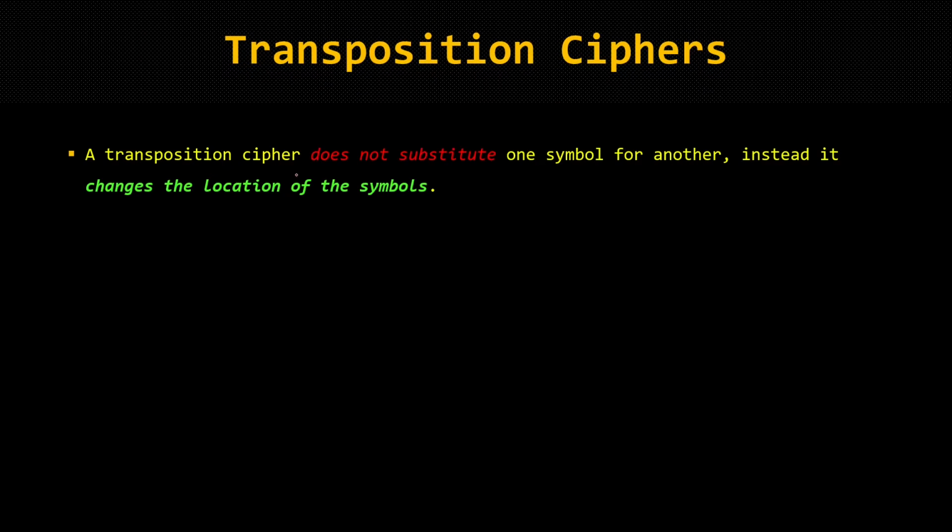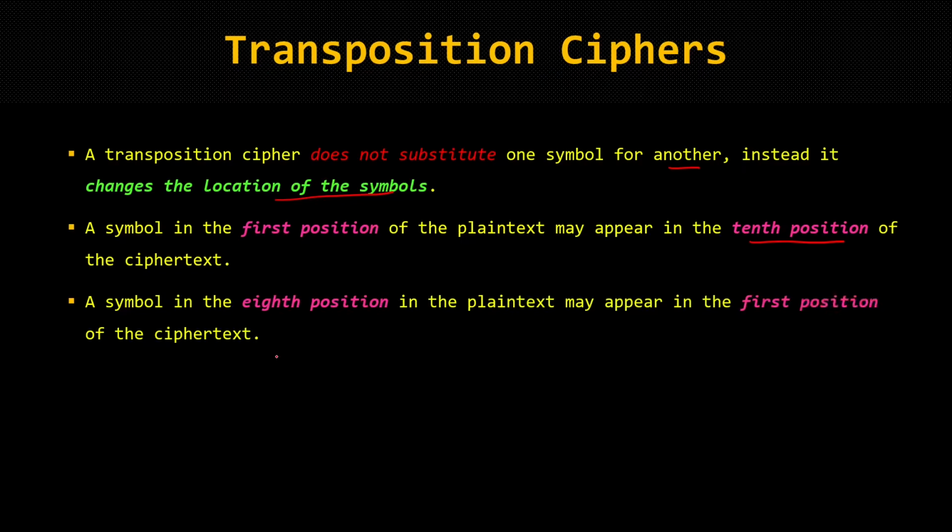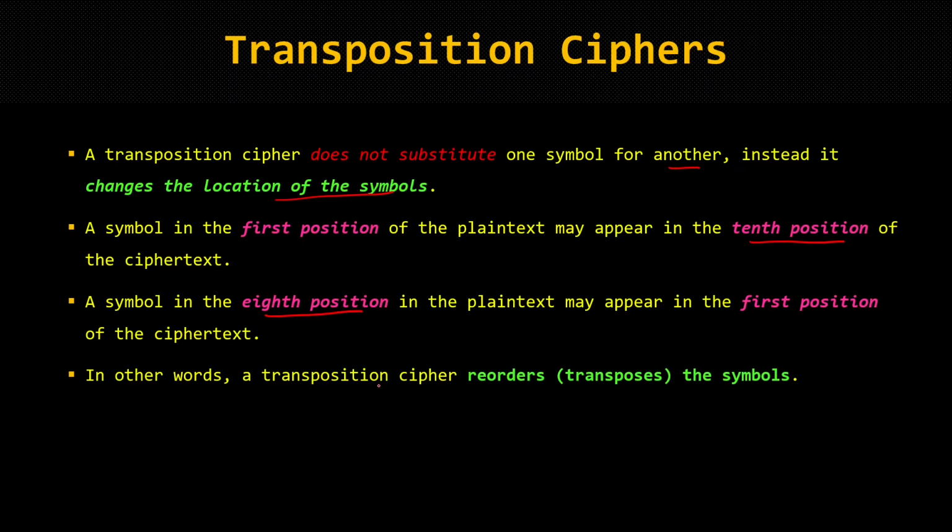Now moving on to the transposition ciphers. A transposition cipher does not substitute one symbol for another, rather it changes the location of the symbols. A symbol in the first position of the plaintext may appear in the 10th position of the ciphertext, or a symbol in the 8th position in the plaintext may appear in the first position of the ciphertext. In other words, a transposition cipher reorders or transposes the symbols. So in a transposition cipher, we are only changing their positions in the ciphertext.